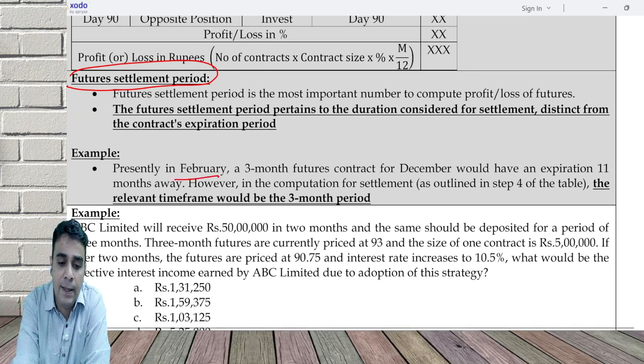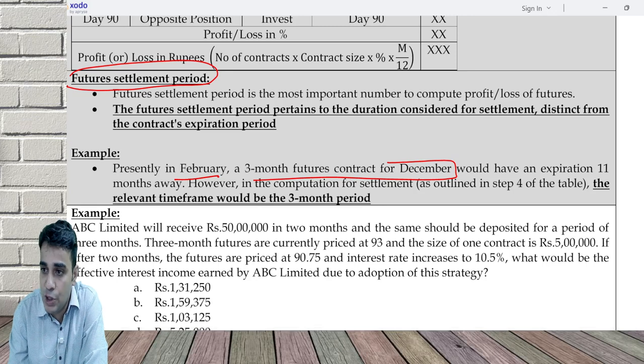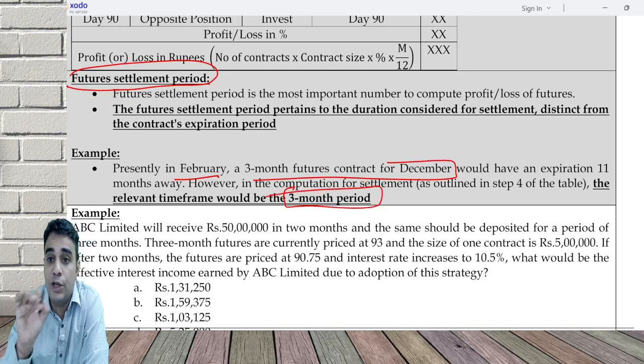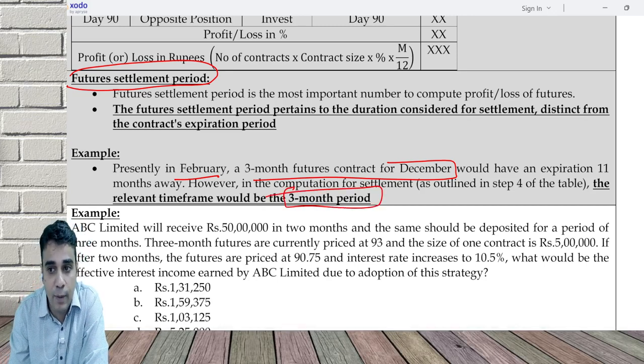Presently in February, a 3-month future contract for December will have an expiration 11 months from now. However, in the computation of settlement, the relevant time frame would be 3 months. That is, into 3 by 12 you will do.